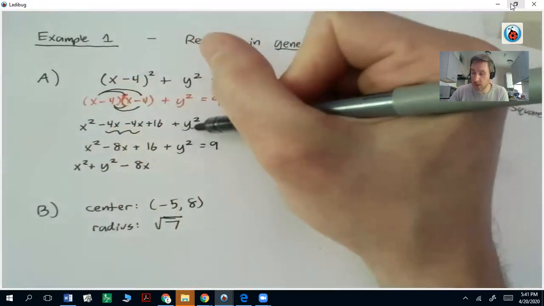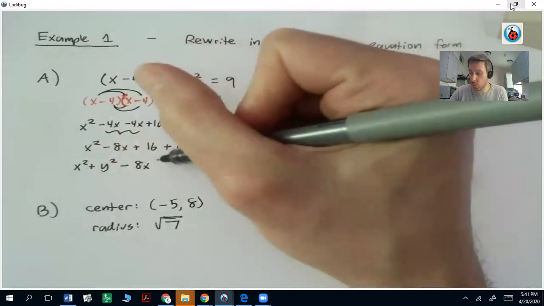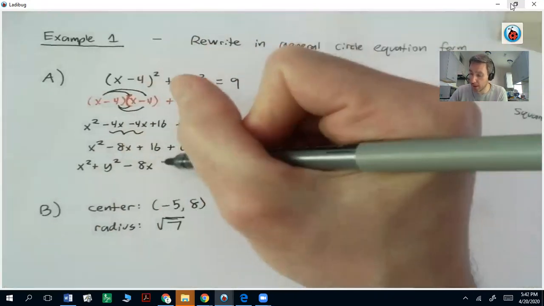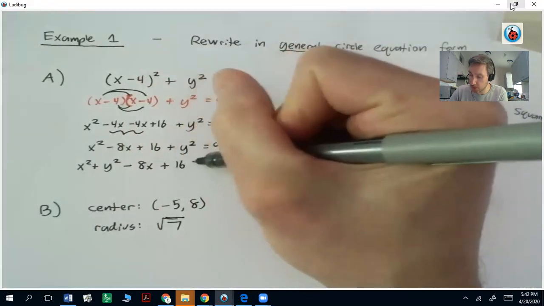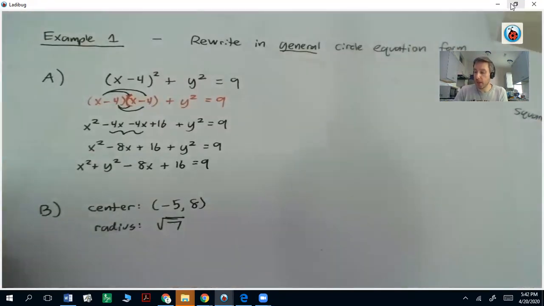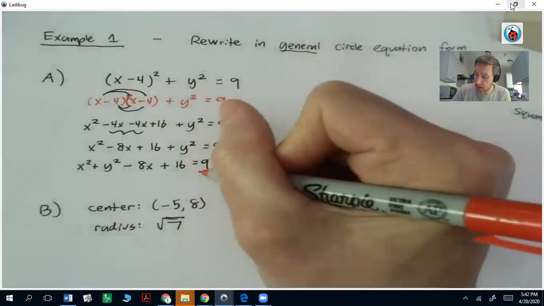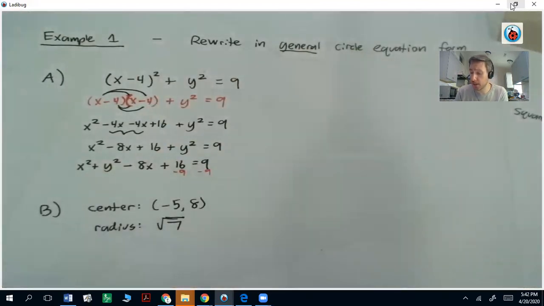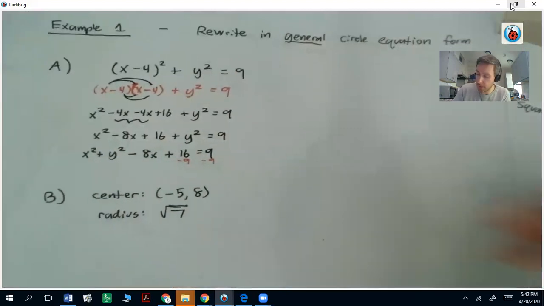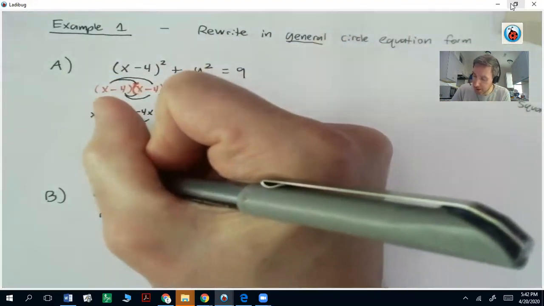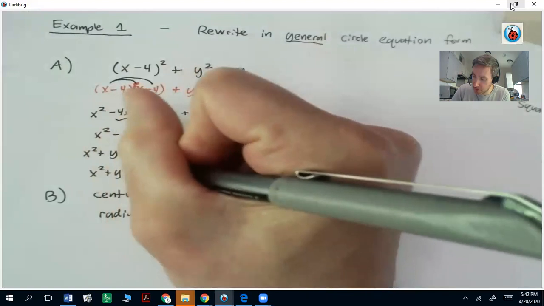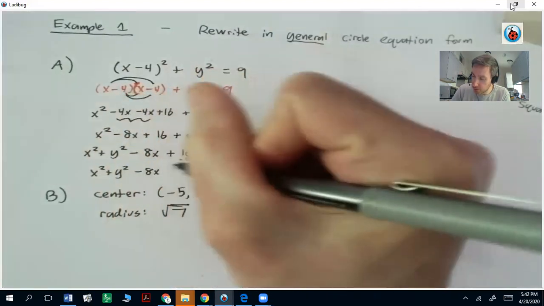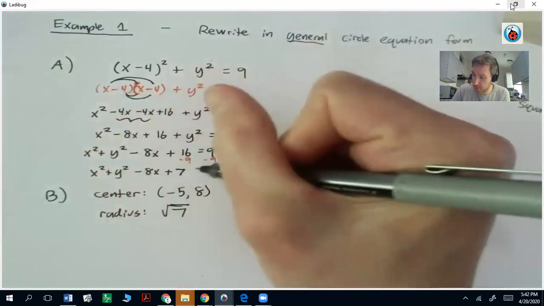Now, because there wasn't a set of parentheses here, there isn't going to be a y term. So we'll go ahead and skip right to the number 16 equals 9. And our last step in this problem would be to subtract 9 to get it equal to 0. 16 minus 9 is going to be 7. My math was not working there. So x squared plus y squared minus 8x plus 7 equals 0.